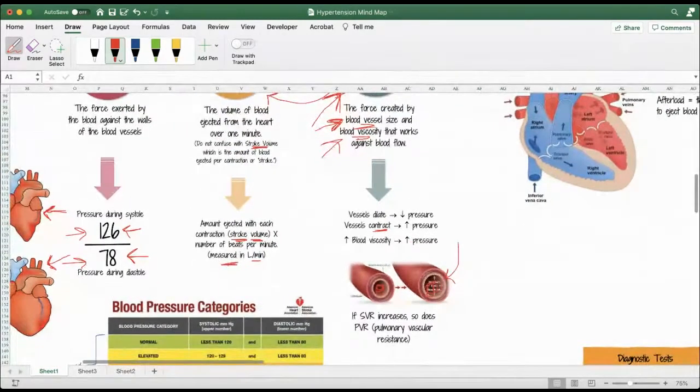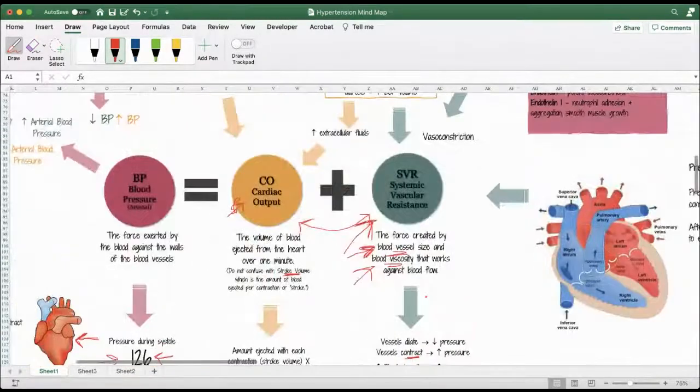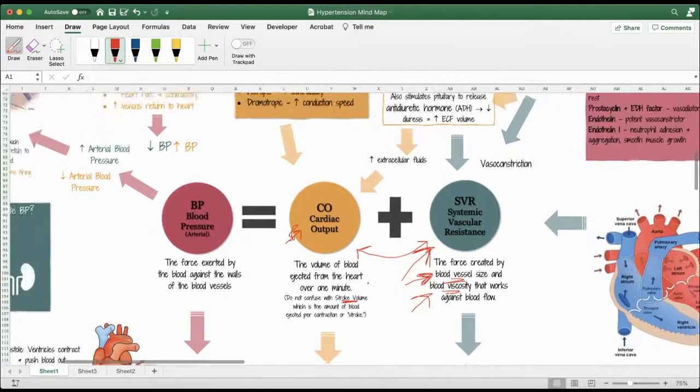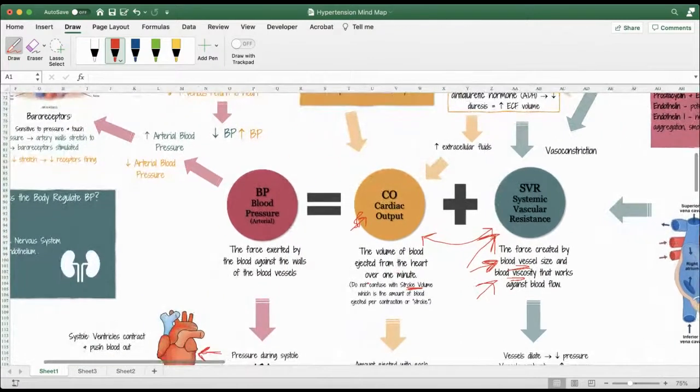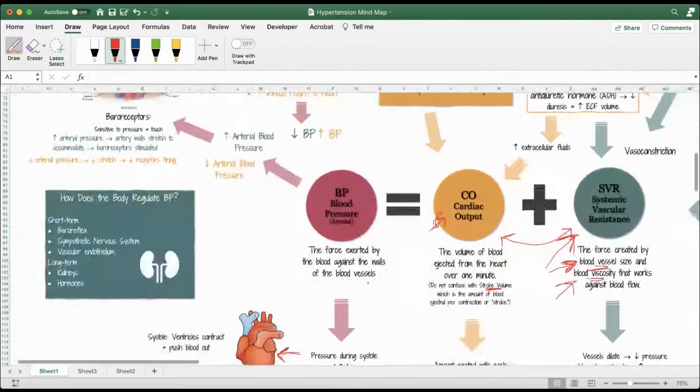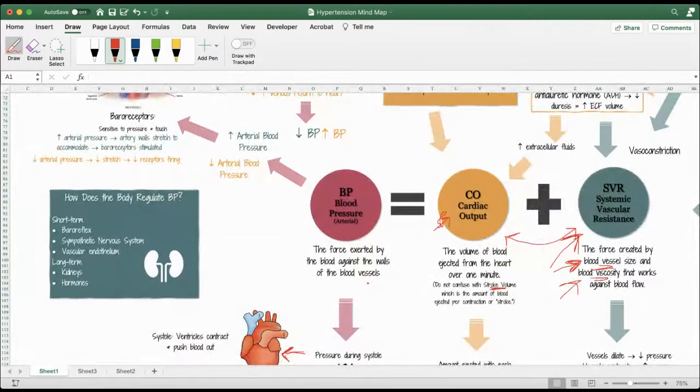So nothing in there is confusing, right? Before I move on, everything there makes sense? Let me know if you have any confusion about that, because once we get going, it'll be hard to go back. All right. So how does the body regulate all of these things?